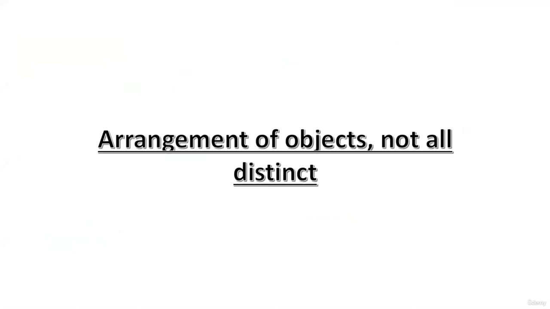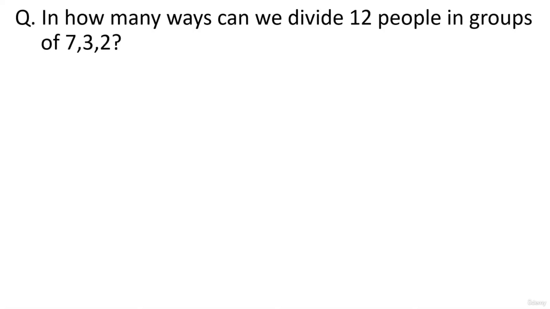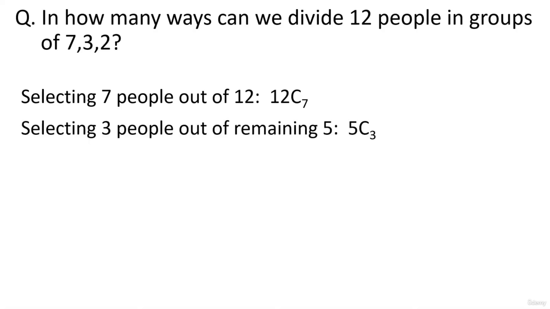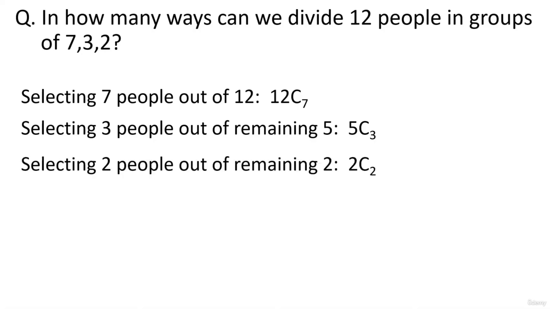Before that, we'll solve a question. In how many ways can we divide 12 people in groups of 7, 3 and 2? We have 12 people. First, select 7 people out of 12. This can be done in 12C7 ways. Once you do that, 7 people are selected. How many are left? Out of 5 people, you have to select 3. That can be done in 5C3 ways, right? Now how many are left? 2 people, and we have to make a group of 2, which can be done in 2C2 ways, right?